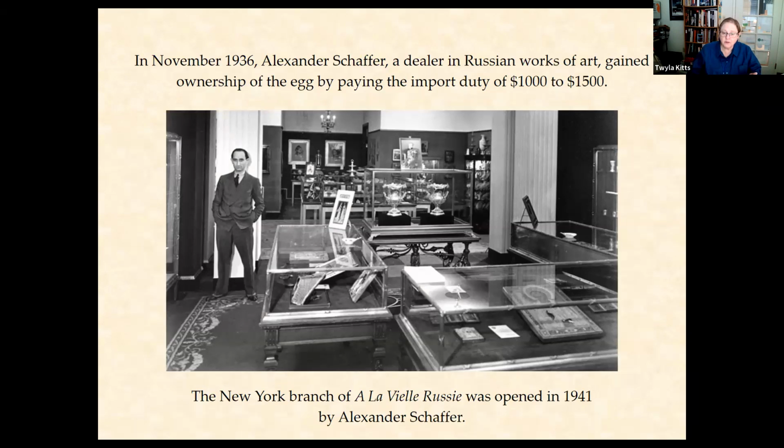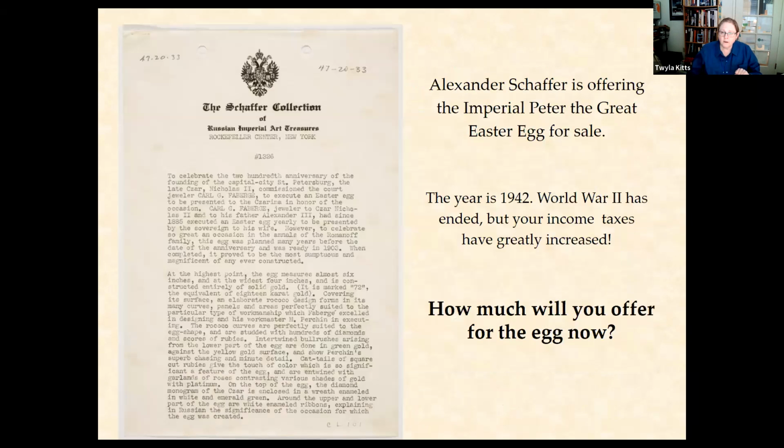And actually the firm is still going on, run by his son. So now he is offering the Imperial Peter the Great Easter egg for sale. It's 1942 and World War II has ended, but your income taxes have greatly increased. So you have to think about how much money you have. How much will you offer for the egg now?